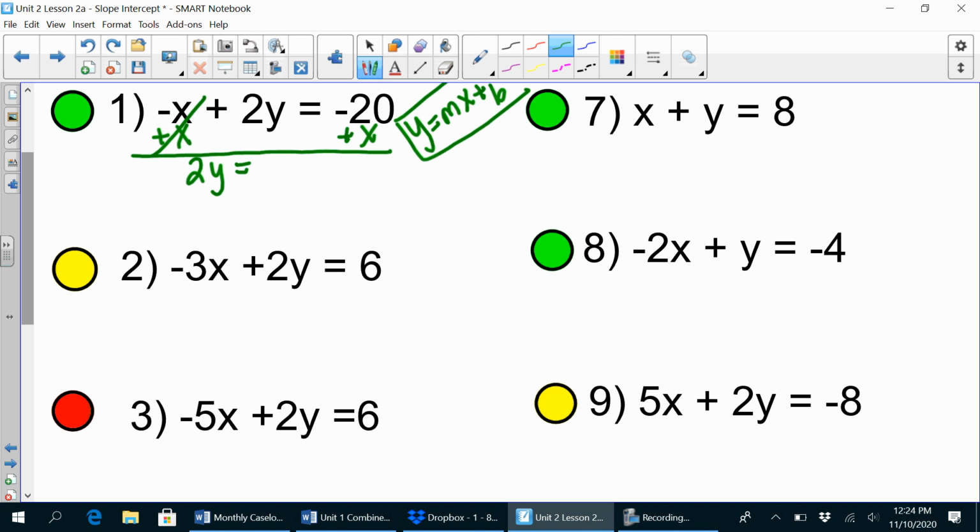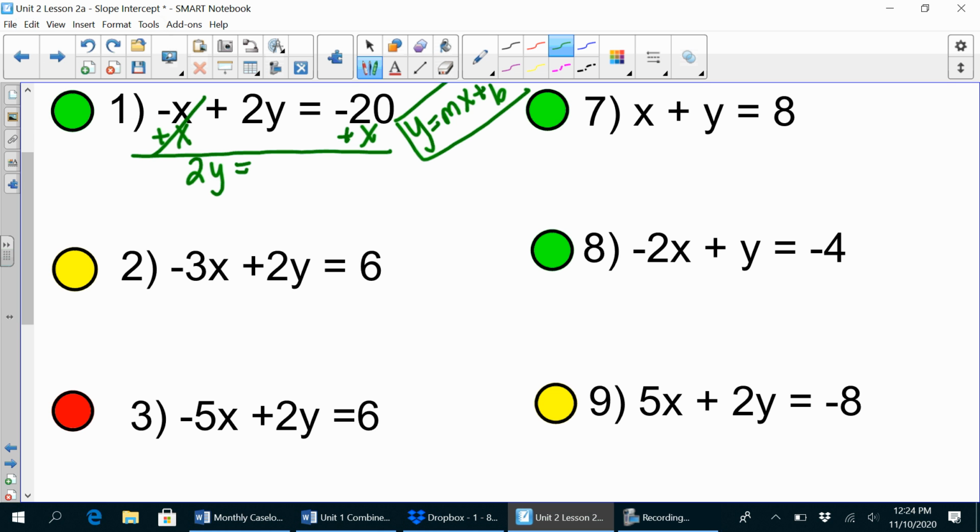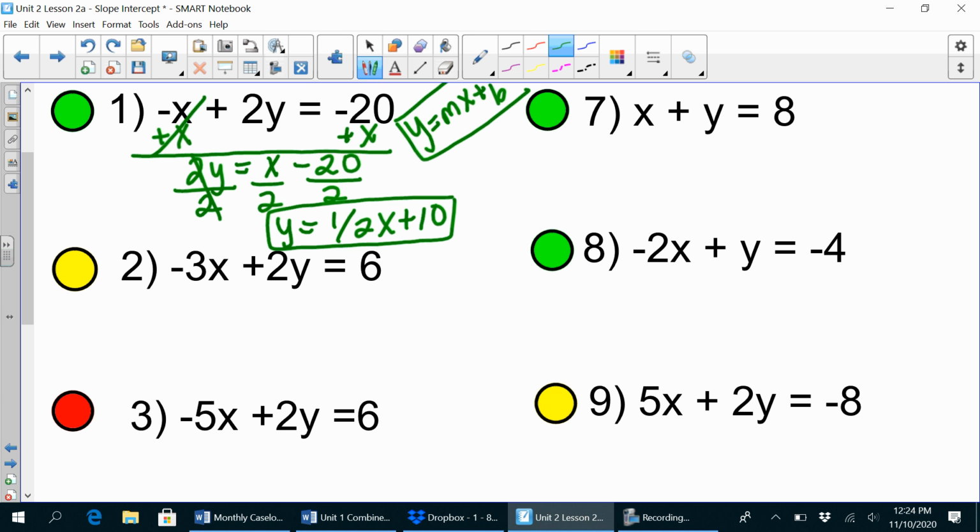So now we're going to rewrite this as x minus 20. Now we're going to divide everything by 2. This will cancel, and you'll be left with y equals half x plus 10. Okay.